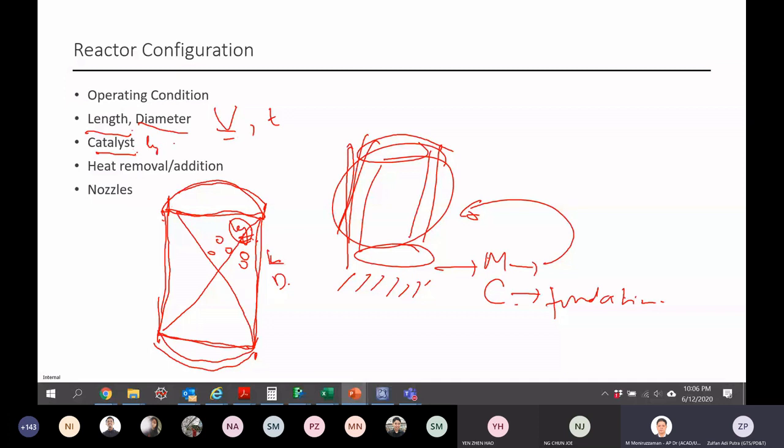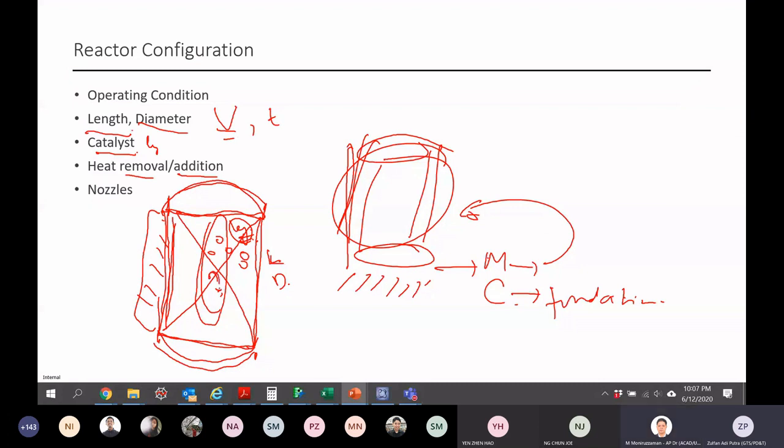Once you get your catalyst kilogram, then is your reaction exothermic or endothermic? So you need to either remove the heat or add the heat. So now you have to think about how do I add or remove the heat? Do I have to put the jacket here? If I put the jacket over here, yes, the temperature here can be controlled, but what happens to the temperature over here?